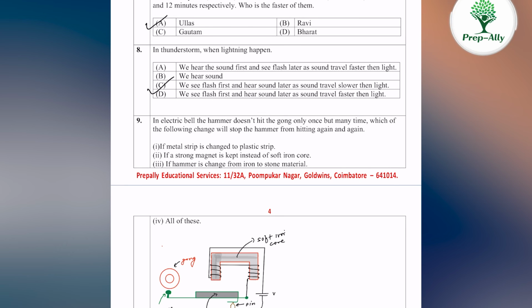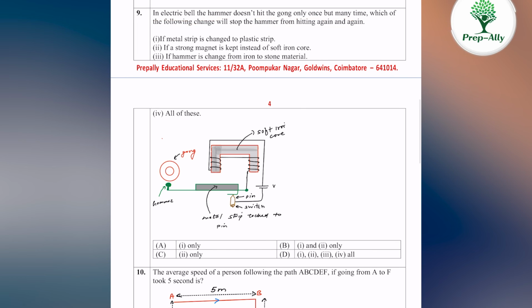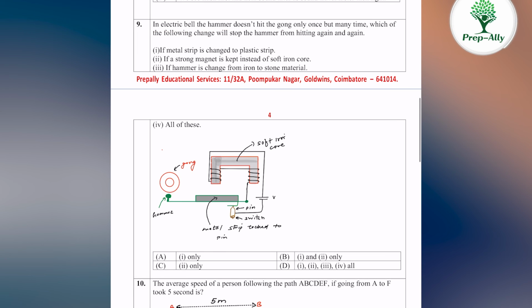Next one, ninth question. In electric bell, the hammer does not hit the gong only once but many times. Which of the following change will stop the hammer from hitting again and again? So this is the electric bell and all the setup is given here. We will see the options.